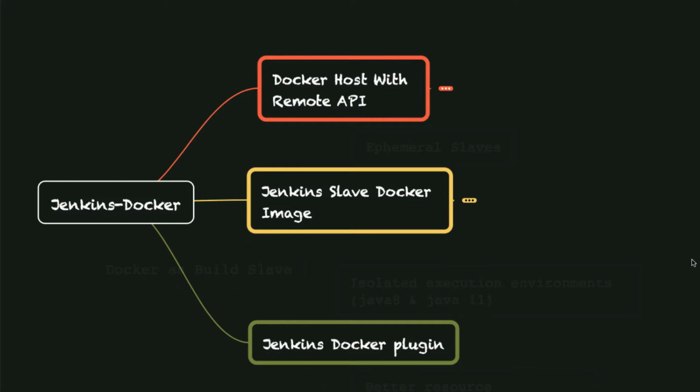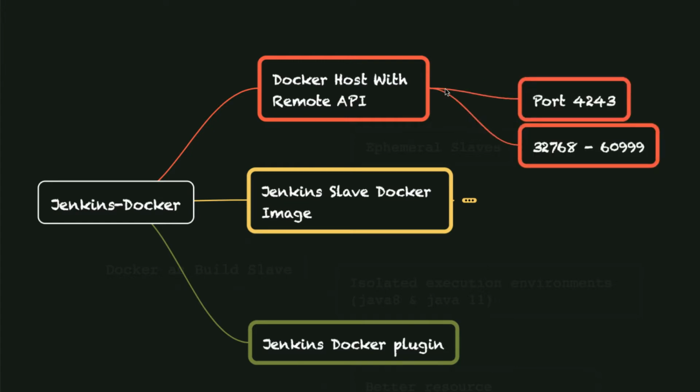Now let's go through some of the high level aspects of this setup. The first one is we need a Docker host with a remote API enabled. So I'm going to show you how to enable this remote API on port 4243, and also from the Jenkins master to this particular Docker host, this port should be reachable. So like I said, 4243 should be reachable from your Jenkins master, and the Docker generic host ports, that is 32,768 to 60,999. So these are dynamic ports that will be used when these containers come up.